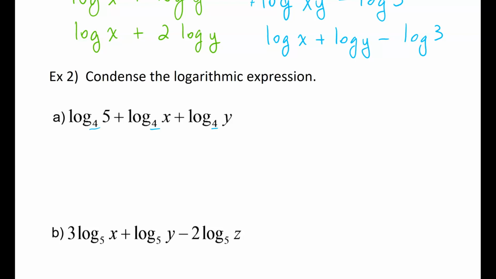Okay, so the other thing I want to look at is there's a plus sign in front of every single one of them, which means all the arguments are just going to be multiplied. And since I don't have a minus anywhere, I don't need a fraction in my argument. Right? So it's just going to be a straightforward multiplication of the arguments. So log, it stays as a base 4, and then we're just going to multiply 5 times x times y. And now we are fully condensed.